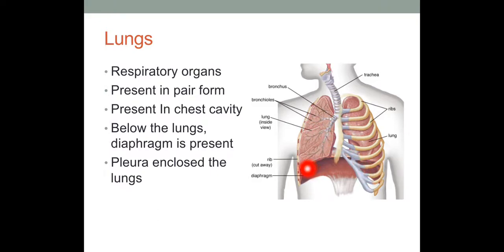Below the lungs, a muscular sheet is present which is called the diaphragm. It also helps in breathing, and it separates the chest cavity from the abdominal cavity. The lungs are protected with the help of bones, the structure made up of ribs, which is termed the rib cage. There is also a membrane which covers the lungs, called the pleura. It is a double membrane, and in between the layers of the pleura there is a fluid called pleural fluid. It makes the expansion and contraction of the lungs easy.